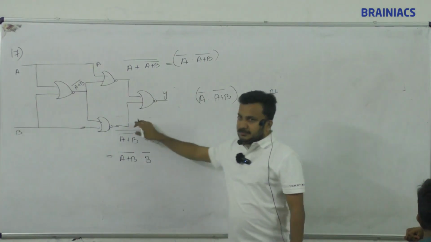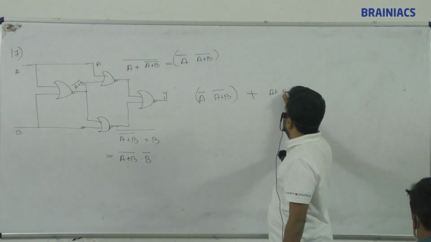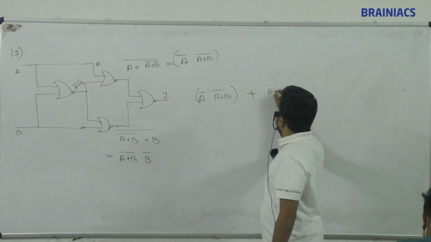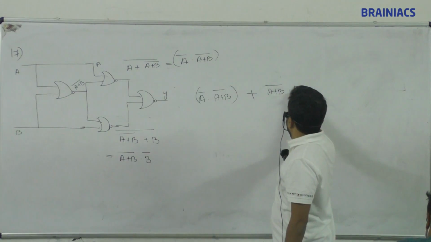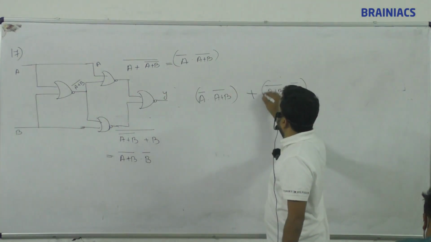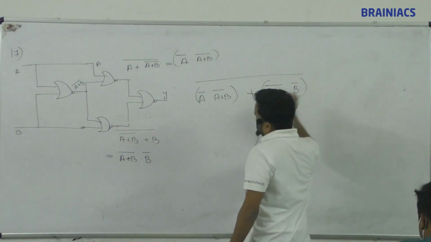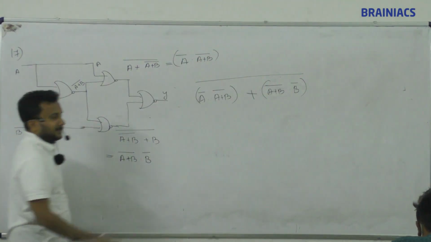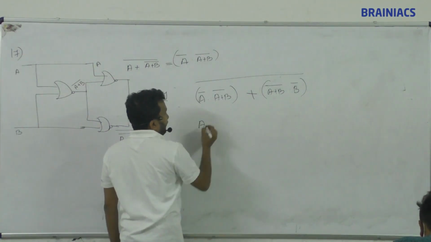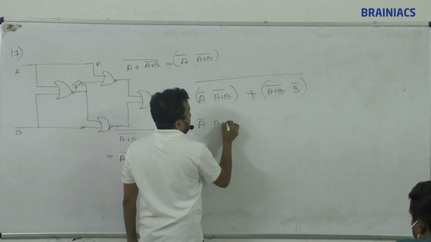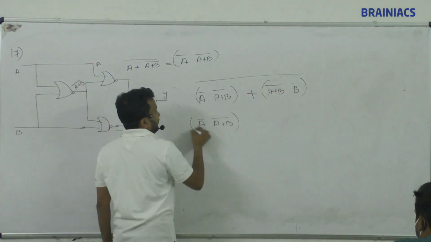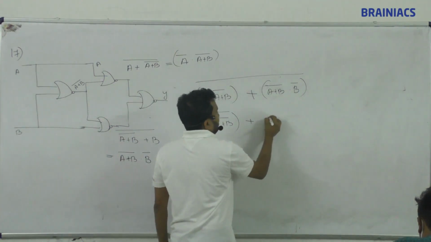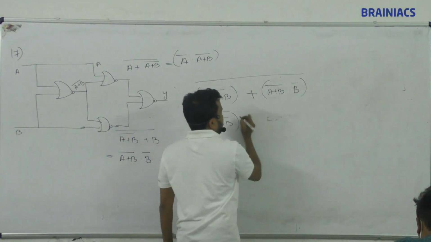A plus B, here this one. A plus B whole bar. A plus B whole bar dot B bar. What happened? Whole bar will come. Then we have to simplify further. A bar dot A plus B whole bar again. Okay, and not plus, multiplications.